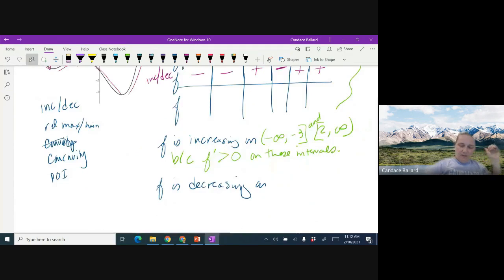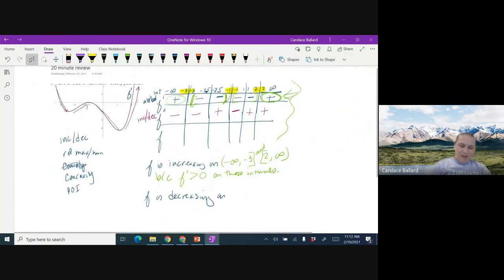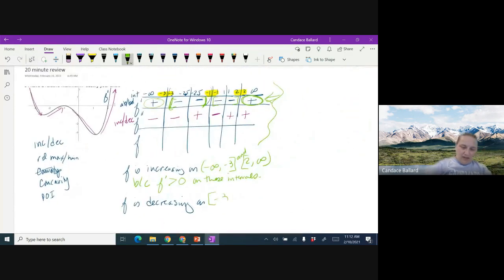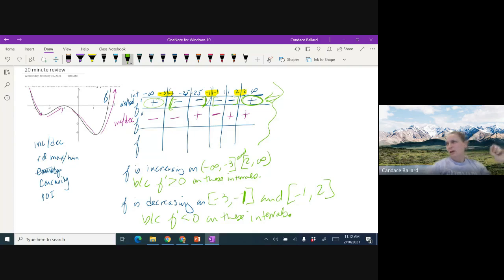Okay, so F is decreasing on brackets, right? -3 to -1 and -1 to 2 because F prime is less than 0 on these intervals. Period. Okay. All right.